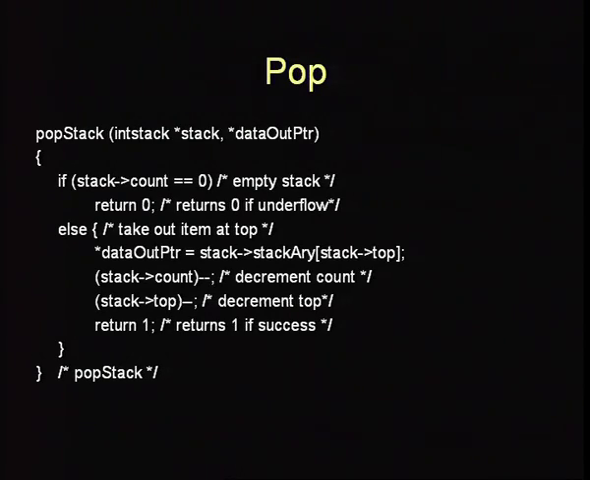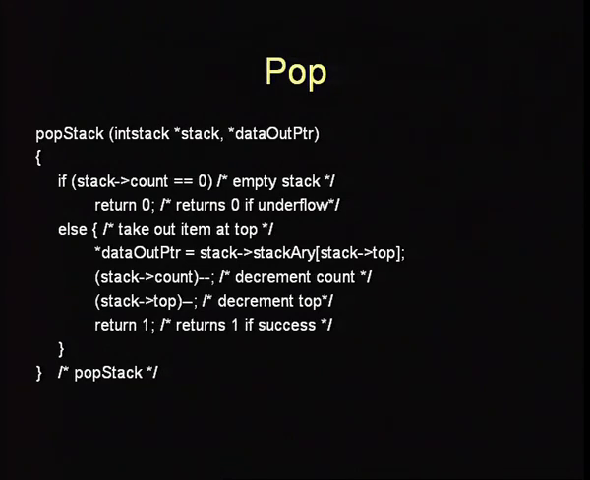Otherwise, you have to take out the item at the top of the stack. So you access the top element of the stack and take it out into the variable called data out pointer, and decrement the count by 1 because now the count of the number of elements has decreased, and you decrement top also by 1 because previously whatever top was pointing to is now empty. You do not want to access it, so you decrement top and return 1 to indicate that it is a successful operation.